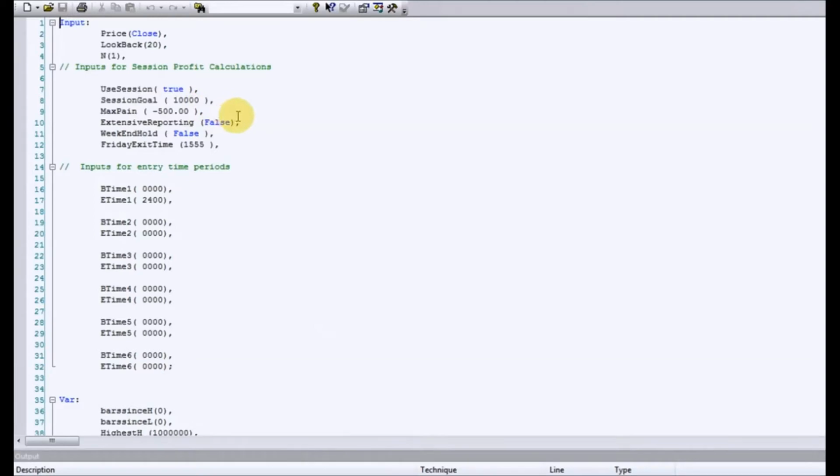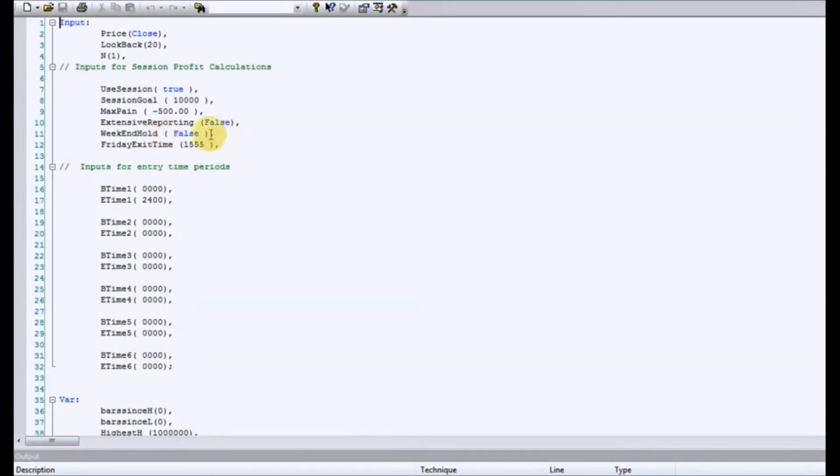Okay. Then I have something called extensive reporting, and it's set to false by default, but if you set it to true, that blue background with white font will print every time a trade closes, and it'll update how many trades, what your profit was, and so on. And then I have another setting that asks, do you want to hold over the weekend?